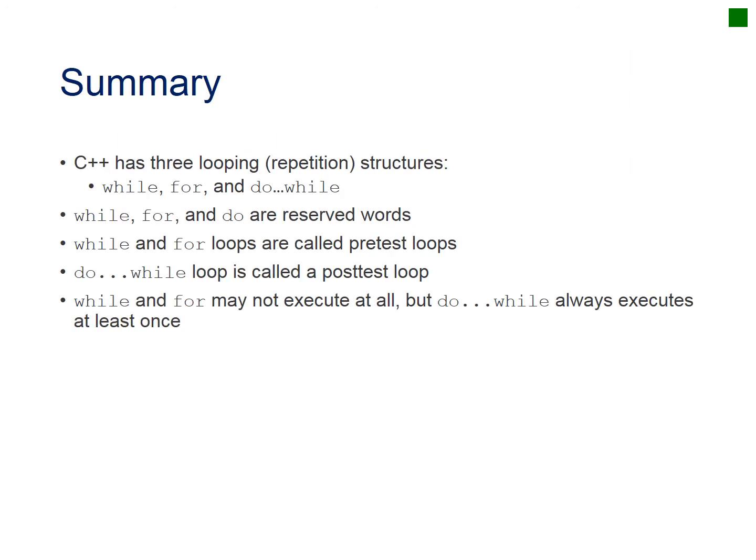Our summary. C++ has three looping structures: while, for, and do-while. While, for, and do are reserved words. While and for loops are called pretest loops. Do-while loop is called a post-test loop. While and for may not execute at all, but do-while always executes at least once.